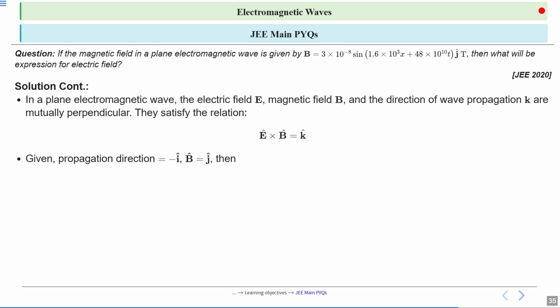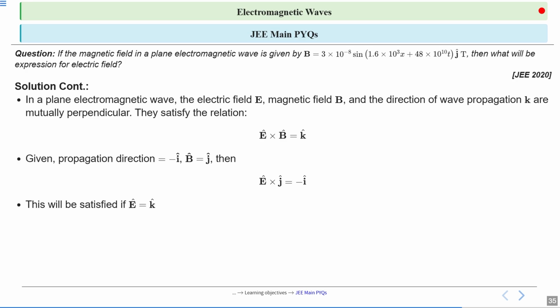Since the propagation direction is minus I cap and B cap is along J cap, means along y axis, then E cap cross J cap will be equal to minus I cap. This will be satisfied if E cap is equal to K cap. So using this cyclic property, which cross product of which two unit vectors will result in minus I cap? The cross product of J cross K is I cap.